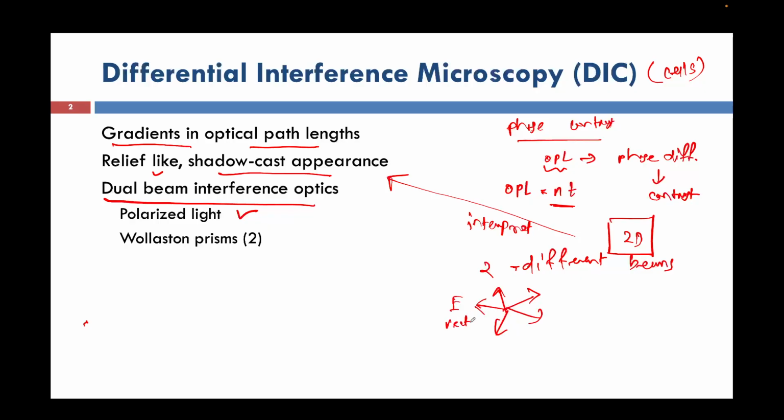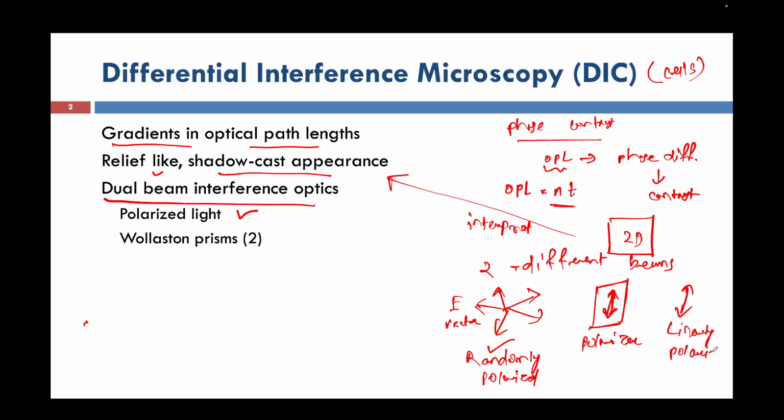This is my E vector. If I keep a polarizer in such a way that the E vector only in this direction will be allowed to pass, right? So from randomly polarized light, this thing we have studied in our previous class. This is randomly polarized, and this is linearly polarized.